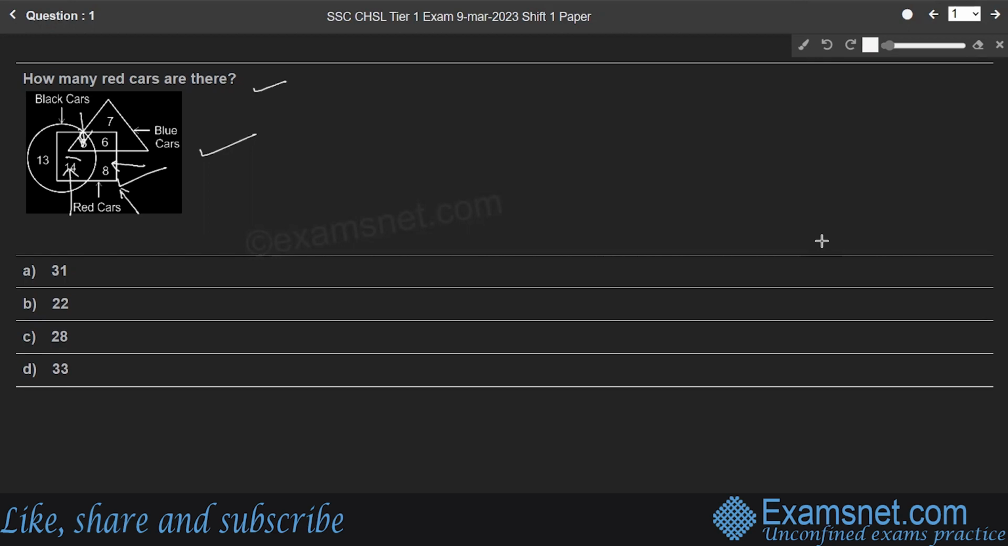Therefore, according to the question, how many red cars are there? So we have to add all the numbers 14, 5, 6 and 8, because these numbers are inside the square portion, right? Therefore, the number of red cars is 14 plus 8 plus 6 plus 5, which is equal to 22 plus 6, 28 plus 5, 33. So there are 33 red cars. Therefore, option D is the right answer.